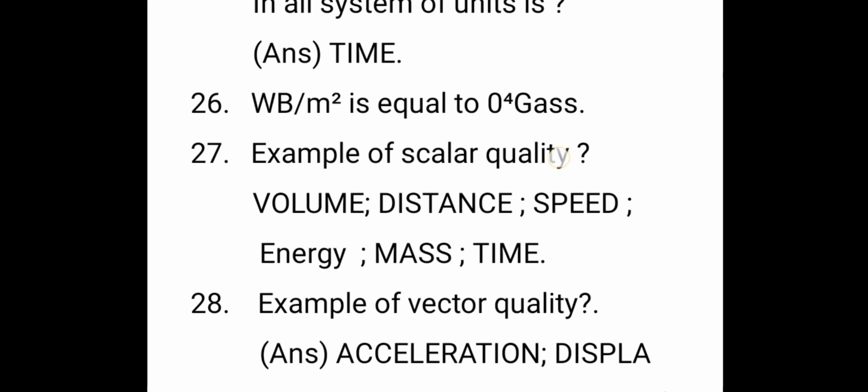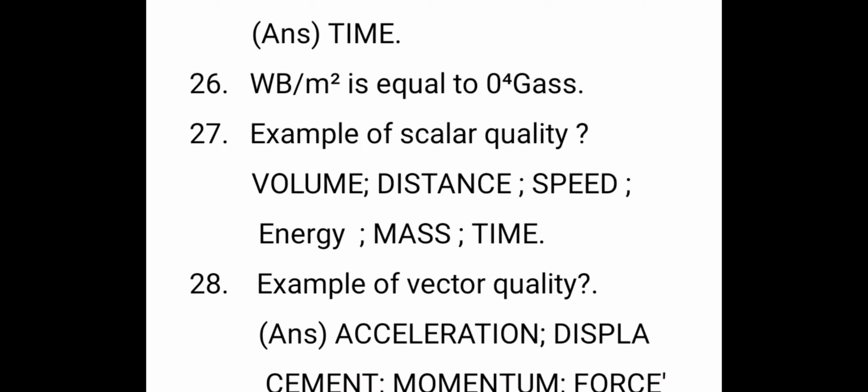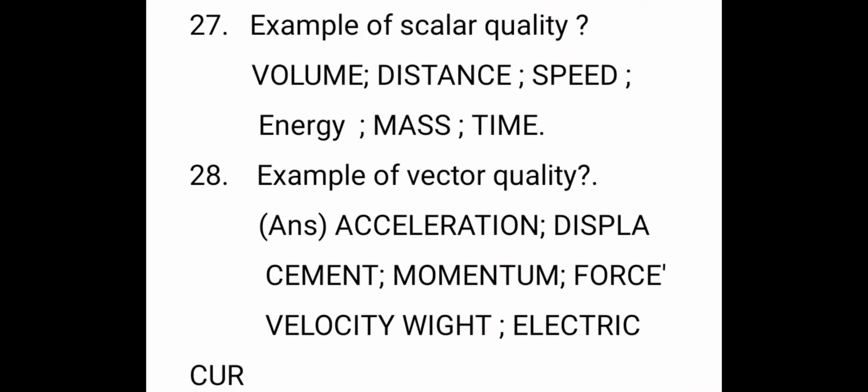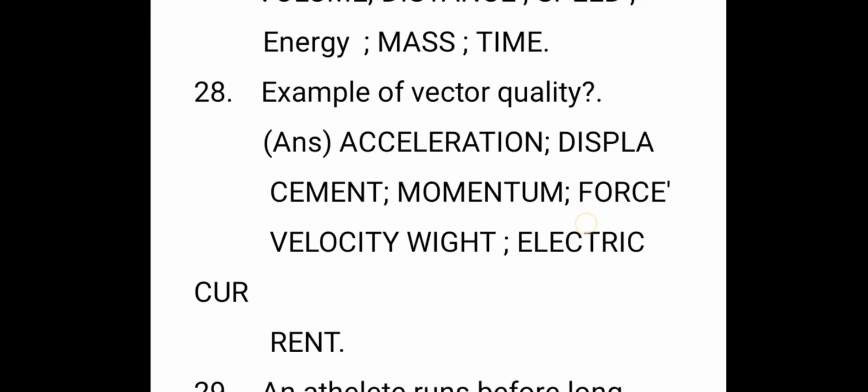Next question, Weber per meter square is equal to 10 to the power of 4 Gauss. The example of scalar quantity. The quantities are of two types, scalar quantity and vector quantity. Scalar quantity means it can be expressed only by magnitude, there is no direction. Vector quantity has both magnitude as well as direction. Examples of scalar quantity: volume, distance, speed, energy, mass and time. This is also important.